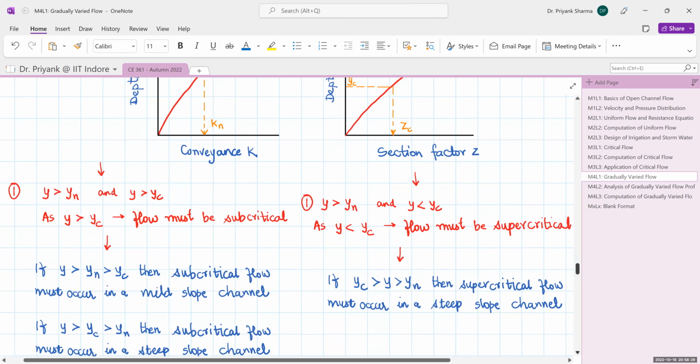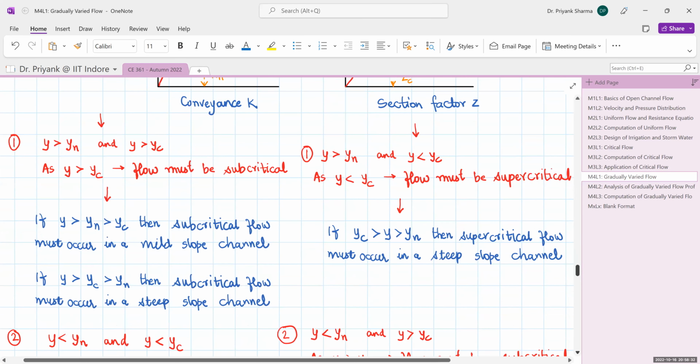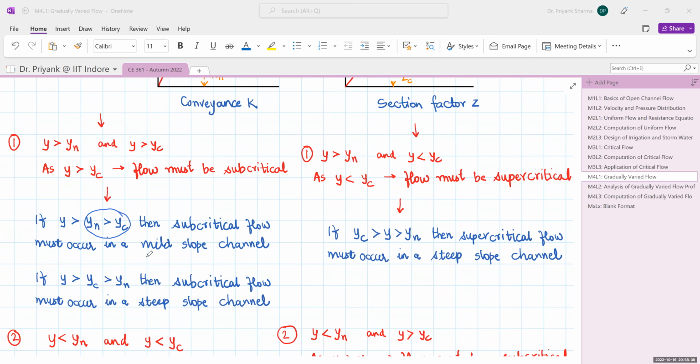So the first condition is that y is greater than yn, greater than yc. When yn is greater than yc, it will be a mild slope channel. So subcritical flow on a mild slope channel can have a backwater curve. And when y is greater than yc, greater than yn, so when yc is greater than yn, we have a steep slope channel. So subcritical flow on a steep slope channel will also result in a backwater curve.